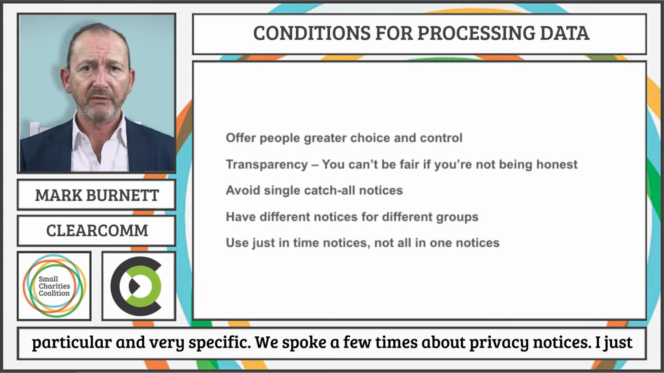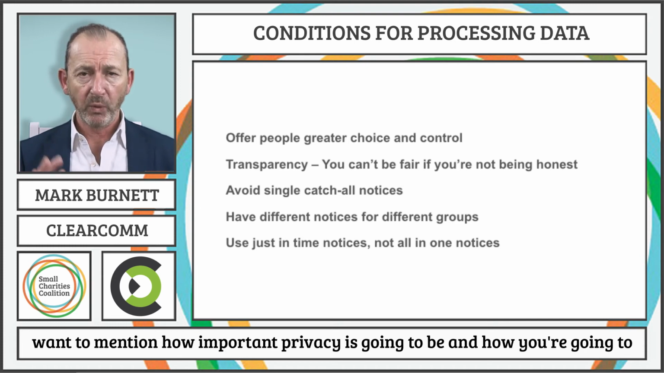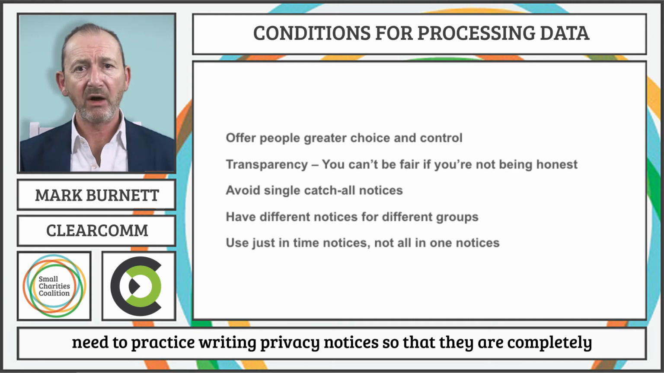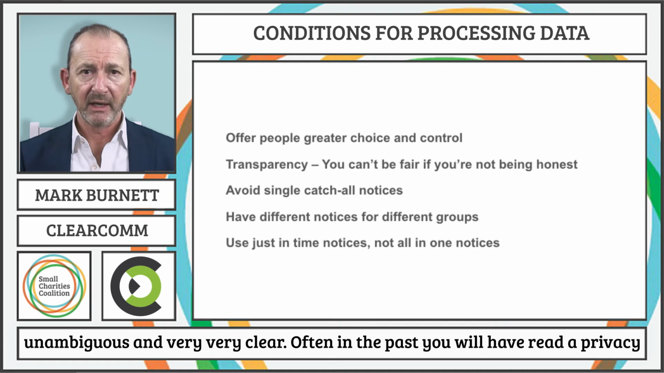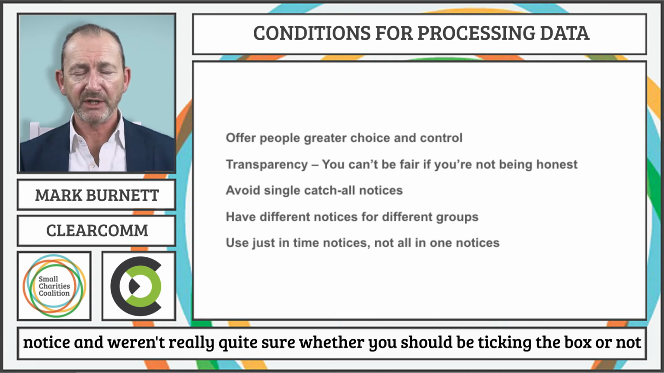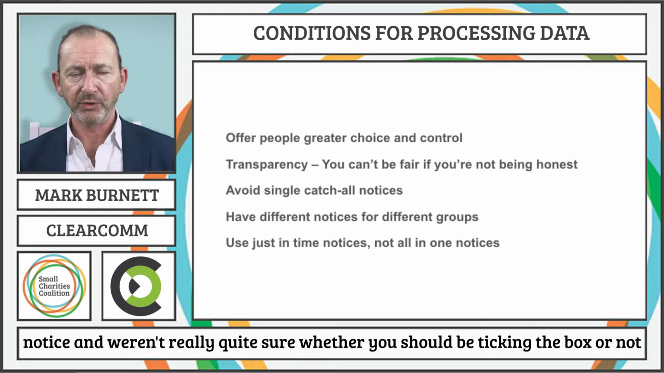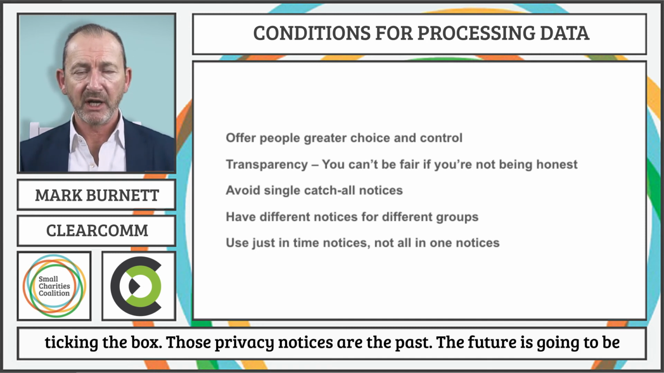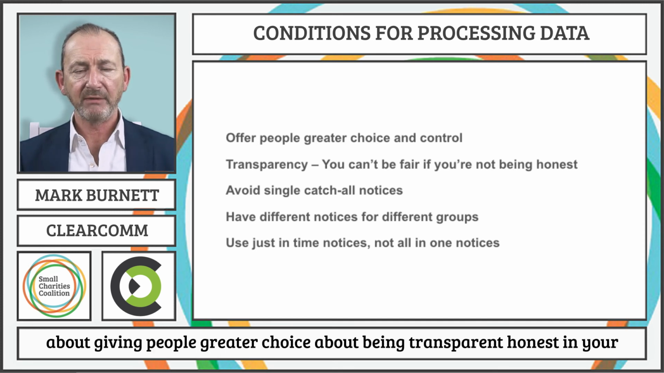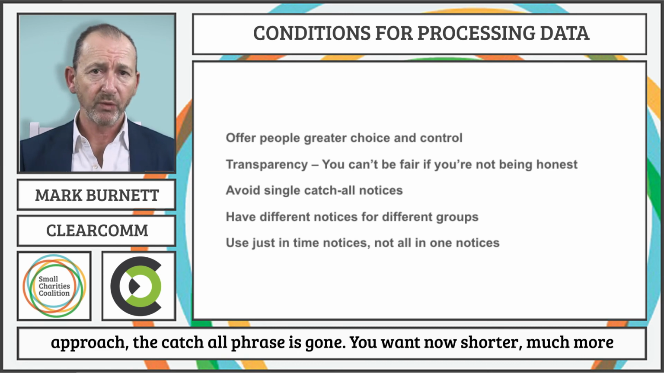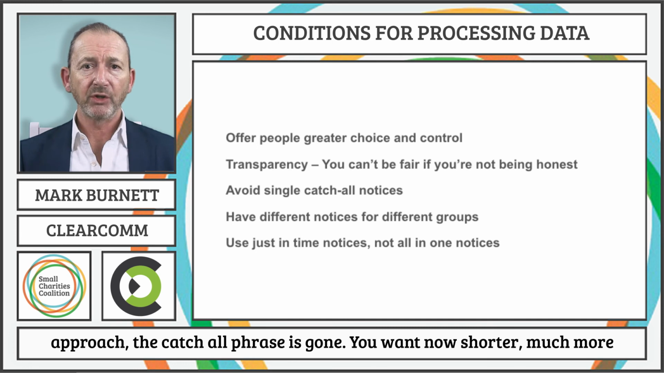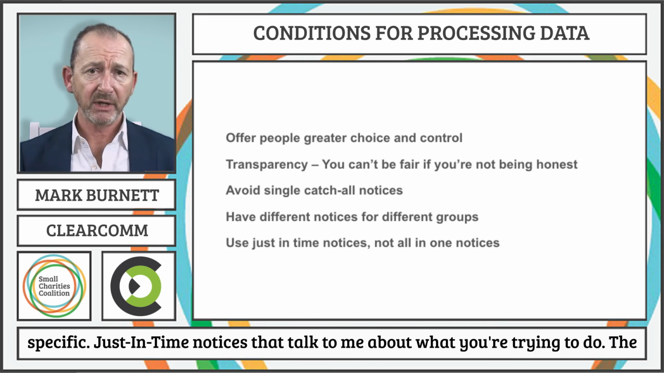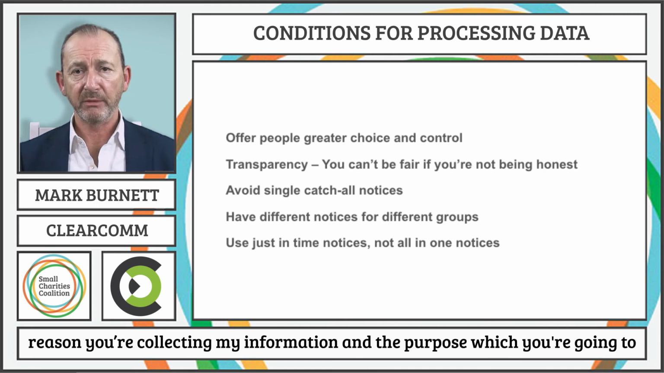We've spoken a few times about privacy notices. I just want to mention how important privacy notices are going to be and how you're going to need to practice writing privacy notices so that they are completely unambiguous and very, very clear. Often in the past you will have read a privacy notice and weren't really quite sure whether you should be ticking the box or not ticking the box. Those privacy notices are the past. The future is going to be about giving people greater choice, about you being transparent and honest in your approach. The catch-all phrase is gone. You want now shorter, much more specific, just-in-time notices that talk to me about what you're trying to do, the reason you're collecting my information and the purpose for which you're going to use it.